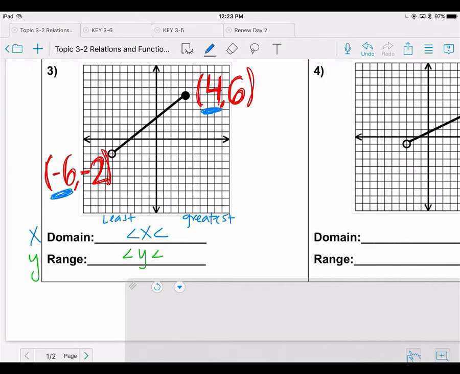So my least on the x's is -6 because -6 is smaller than 4. My greatest is 4. And at the point of 4, I have a filled in bubble, so I have to do a less than or equal to sign. Least to greatest on my y's would be -2 and +6, so those are my y values. My least would be the -2. My greatest would be the +6. And again, at 6, I have a filled in bubble, so I have to put the line under the inequality.